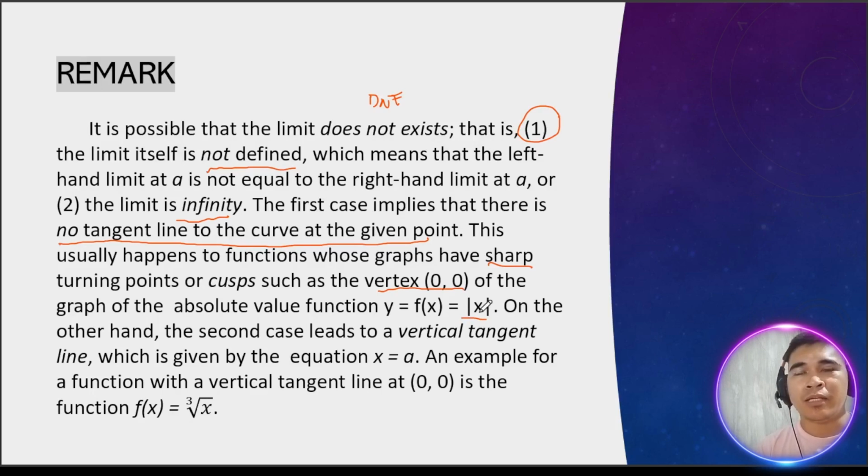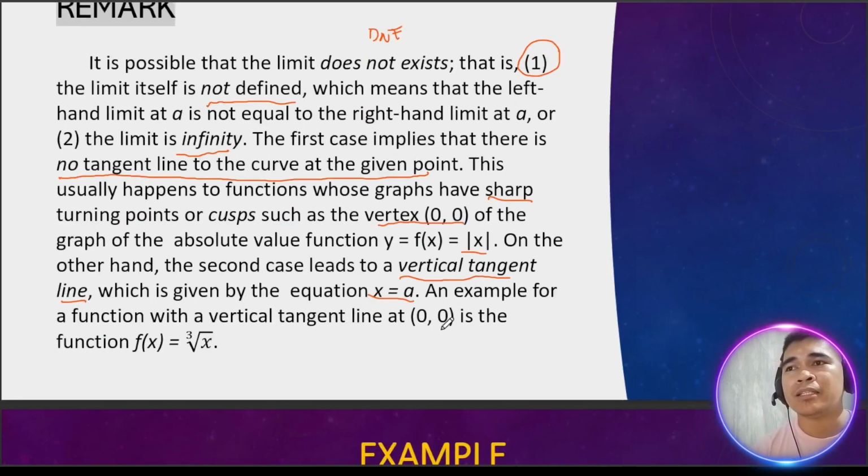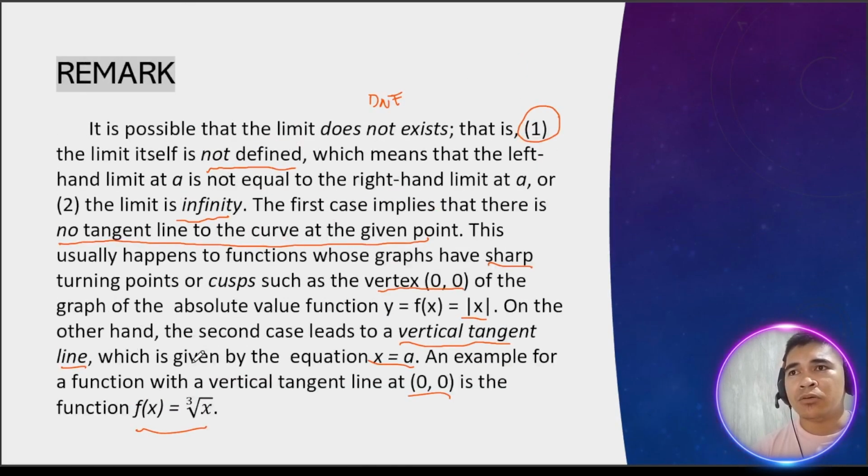On the other hand, the second, which is when the limit is infinity, leads to a vertical tangent line, which is given by the equation x is equal to a. So an example of a function with a vertical tangent line at 0, 0 is the function f of x equal to the cube root of x. So these are the two cases that we need to consider about the limit not existing.